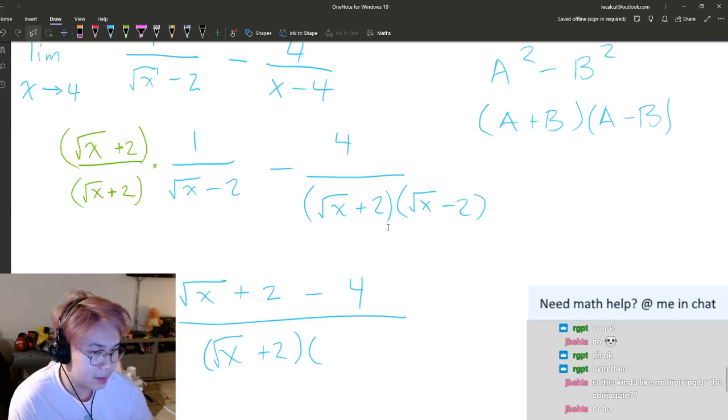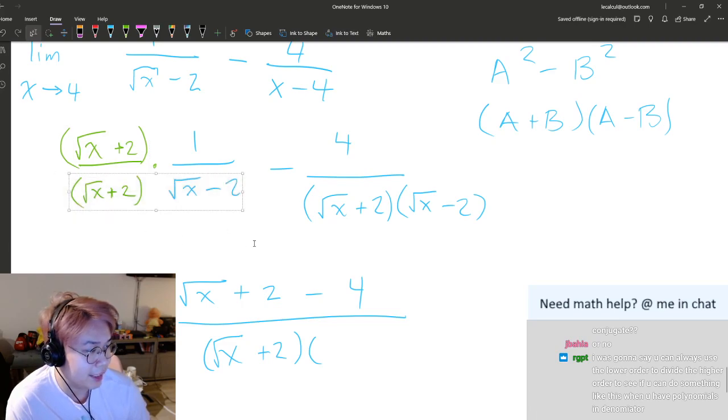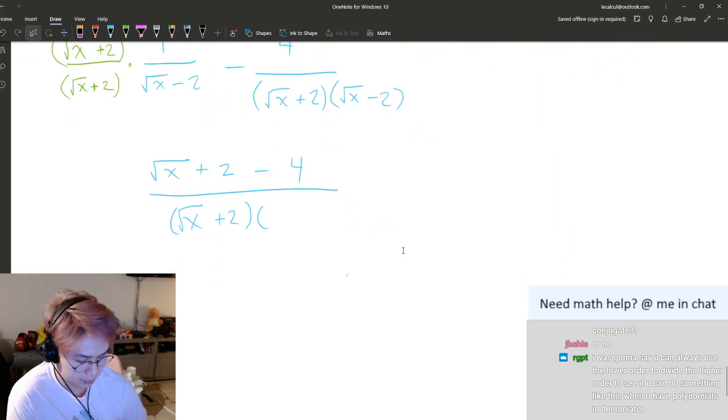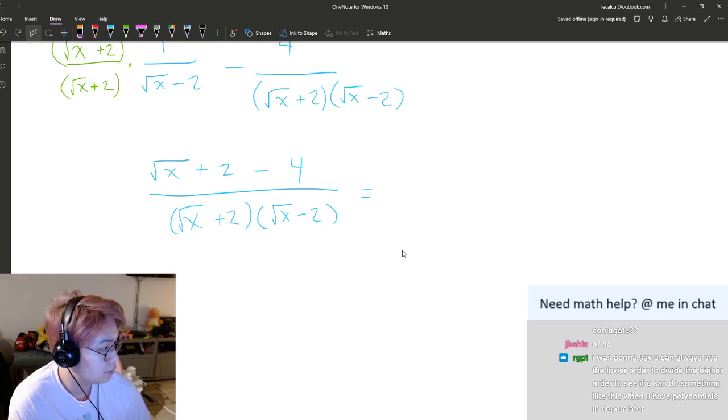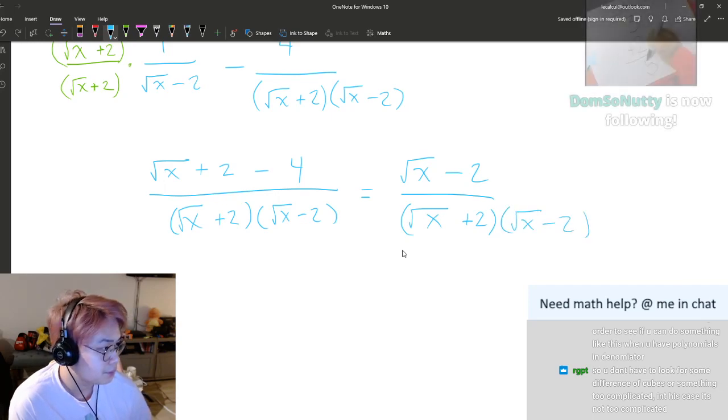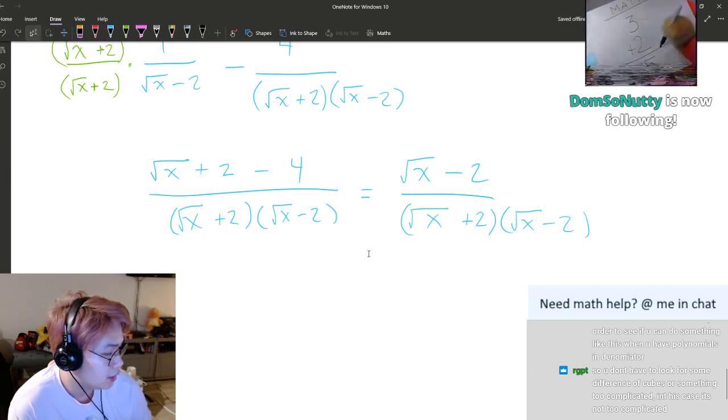Kind of. The difference of squares is the conjugate stuff. And yeah, you're multiplying by the conjugate here, but I'm not actually going to multiply it out. It's better to keep it separated. You're using big words again, RGPT.